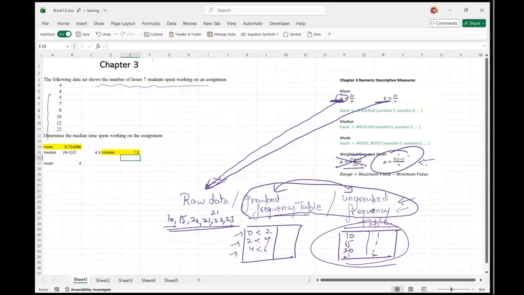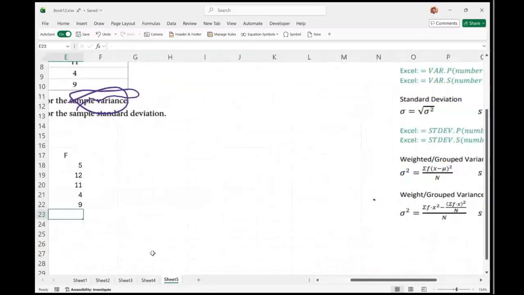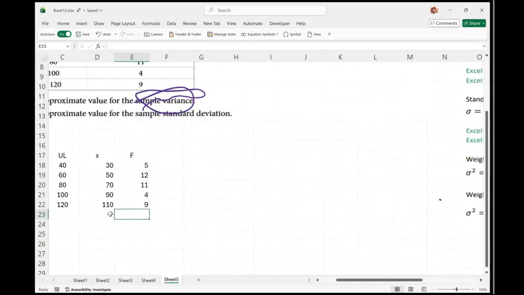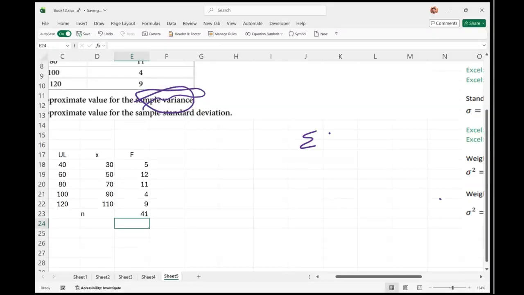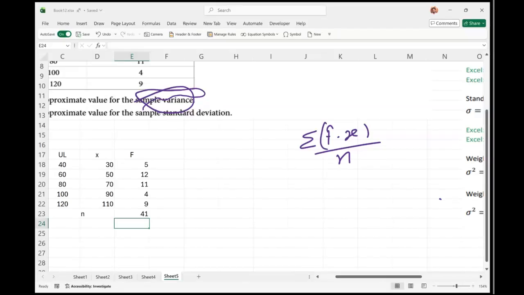The mean is equal to frequency times x divided by the sum of frequency. So let's apply that formula here. So first of all, I have to calculate the sum of frequency, which is n. So n value is equal to the sum of all these numbers. So the formula was, let me rewrite it here one more time. Formula was sigma f times x divided by n. That was the formula to calculate the mean value.